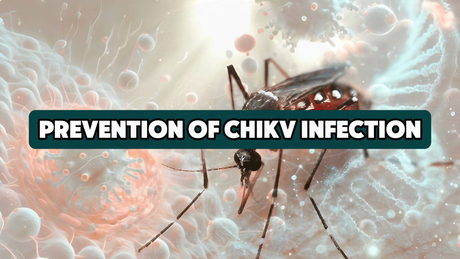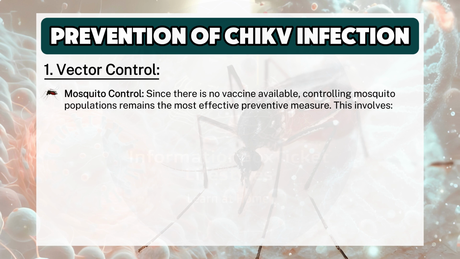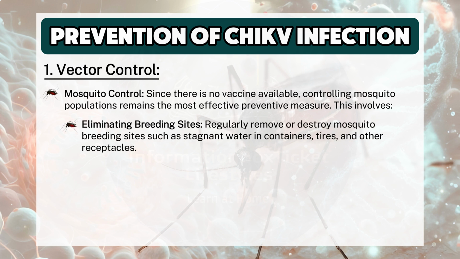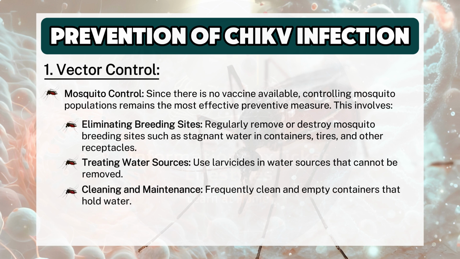Prevention of Chikungunya virus infection. 1. Vector control, mosquito control. Since there is no vaccine available, controlling mosquito populations remains the most effective preventive measure. This involves eliminating breeding sites. Regularly remove or destroy mosquito breeding sites, such as stagnant water in containers, tires, and other receptacles. Treating water sources: use larvicides in water sources that cannot be removed. Cleaning and maintenance: frequently clean and empty containers that hold water.